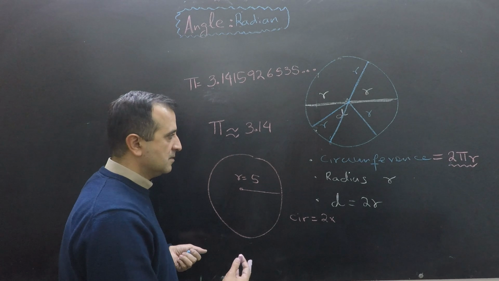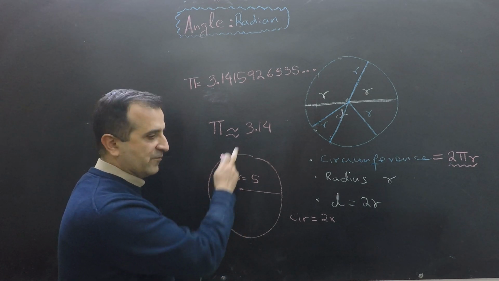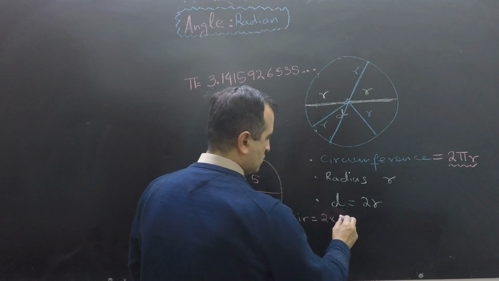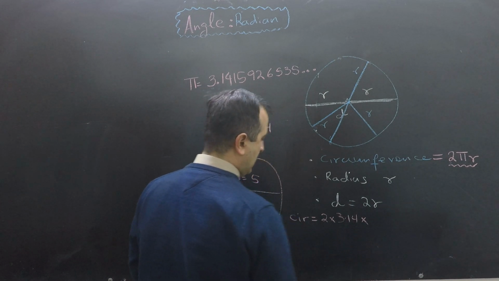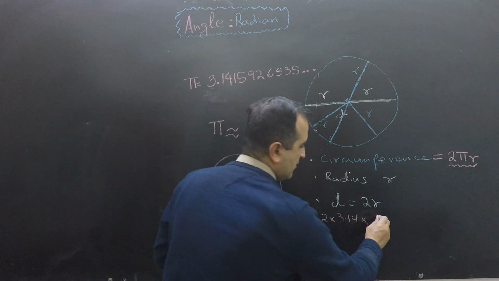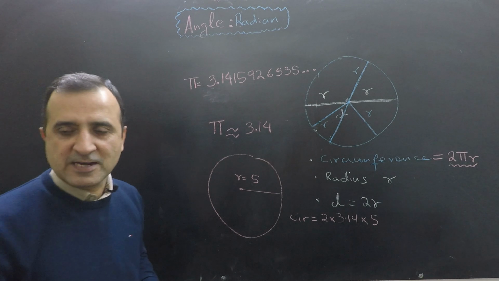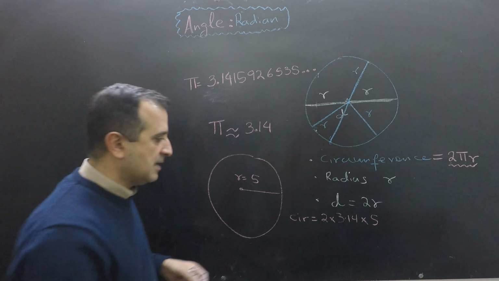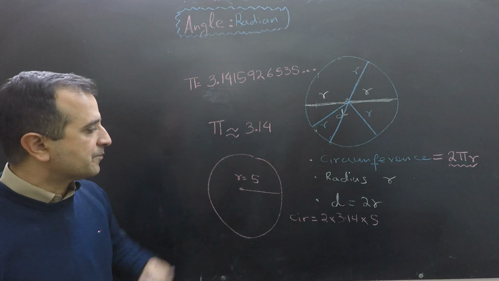What is pi? Pi is 3.14. So 2 multiplied by 3.14 times what? r, and r is 5. So we can put these numbers in the calculator. It will be like 6.28 times 5, 31 point something, right? And we can find the circumference. Okay, so we know now.